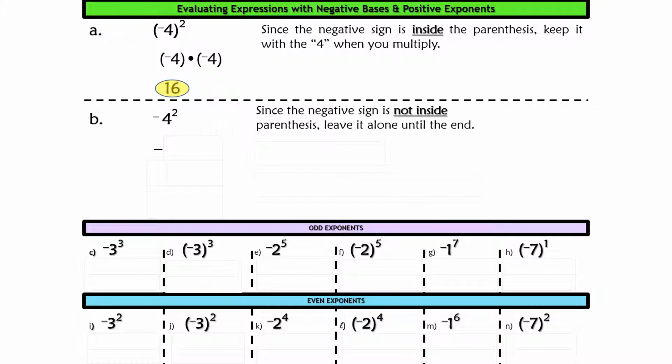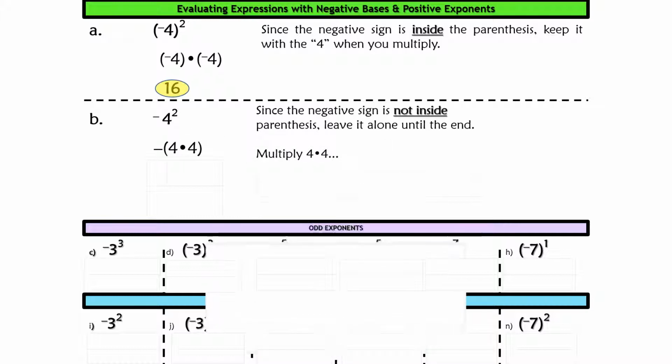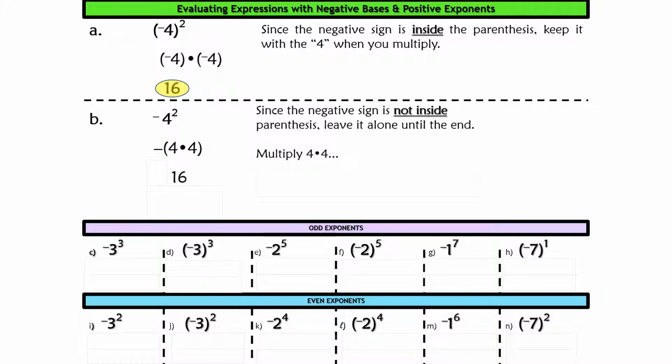So in essence, what we're going to do is temporarily ignore that negative sign and just drop it down, and go ahead and expand the 4 and multiply. So of course, 4 times 4 is 16, but now we're going to drop that negative sign in front of the 16. And the final evaluation here is -16.